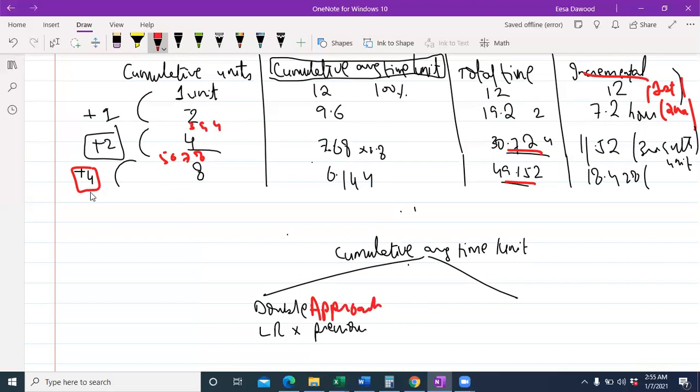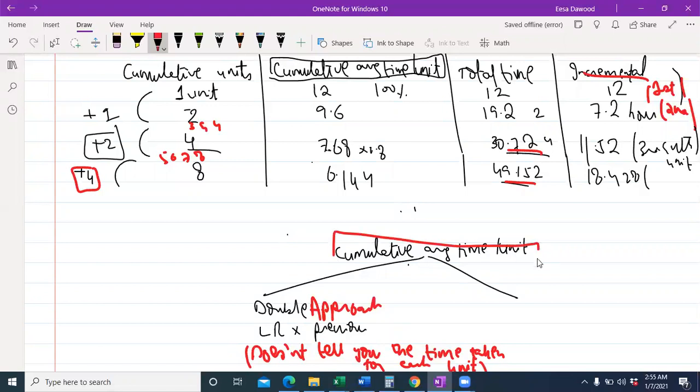This tells for 2 units. This tells for 4 units, and then again if I double to 8 and then minus the time, it will tell for the next 8 units, not the individual time for each unit I'm going to make. So the double approach has got that flaw in it. It doesn't tell you the time taken for each unit, the cumulative average time or the incremental time for each unit, because this was the time taken for the 5th, 6th, 7th and 8th unit combined.